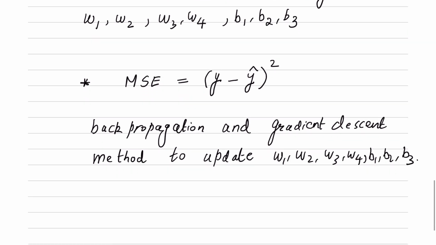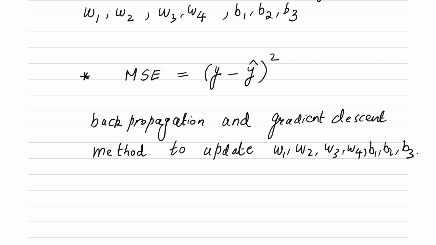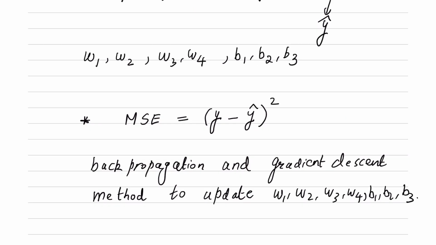We keep on updating these weights and biases until we get the minimum mean squared error, that is the minimum error between the predicted score and the actual test score. So this is the basic mathematics behind the neural network learning that could be used to answer or predict the test score for the given value of the study hours.